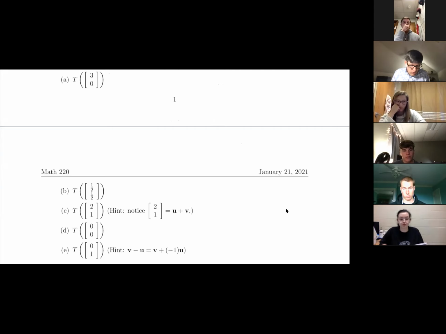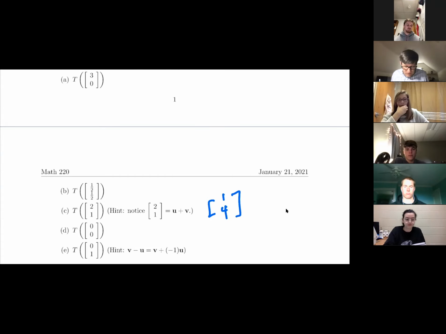I'm actually going to start with part C here. And let's see, Bella, were you spokesperson for your group? Yes. Tell me what you guys got for part C. We got (1, 4). Is that what other groups got? Okay, awesome. Sounds good.